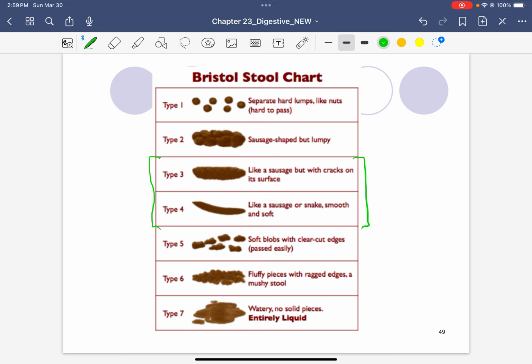But just like our furry friends, our dogs and our cats, we can tell a lot about the health of our body and our gut by the poop coming out of it. It should look like type 3 or 4.